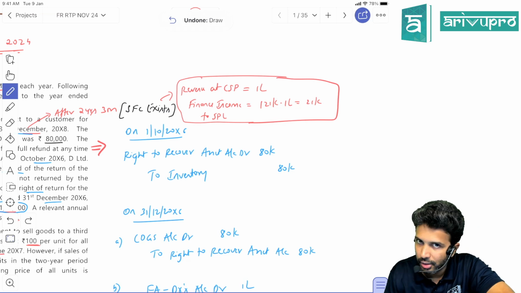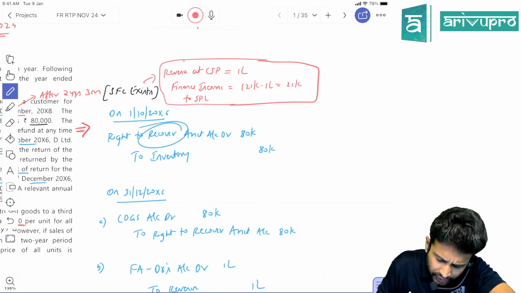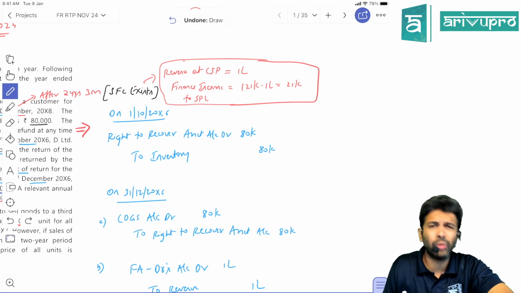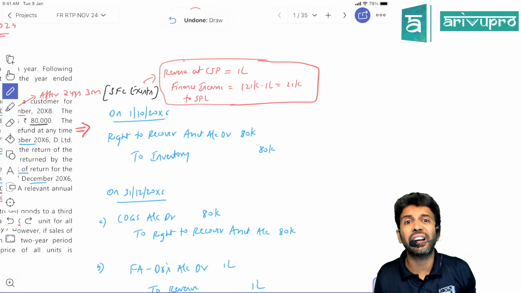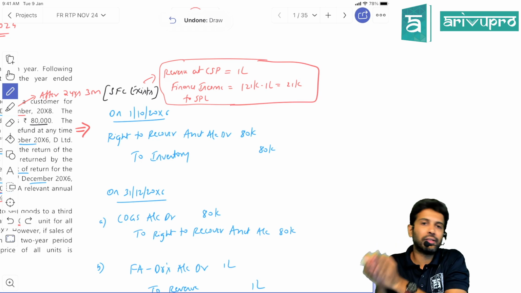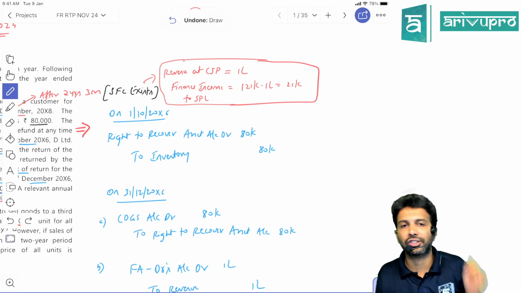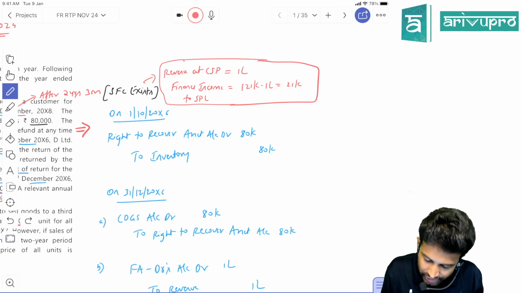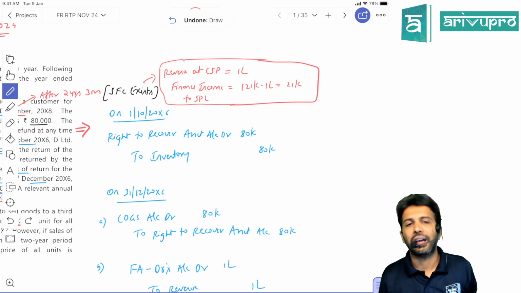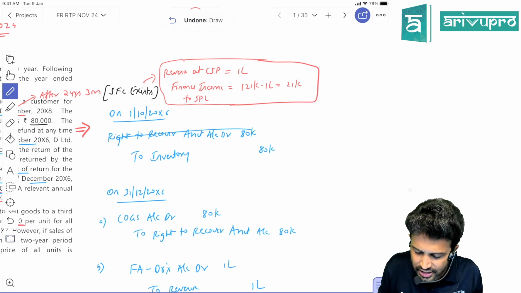Now on 31st December, what happens? Now, right to recover, this is there, no, the right has expired. This is a right towards inventory, no? Inventory, will you show it in P&L under which category? Cost of goods sold. So this right to recover the asset will be adjusted with COGS, cost of goods sold. Hence the entry will be COGS account debit to right to recover the asset account to the extent of the same value. This way, this particular component gets nullified.